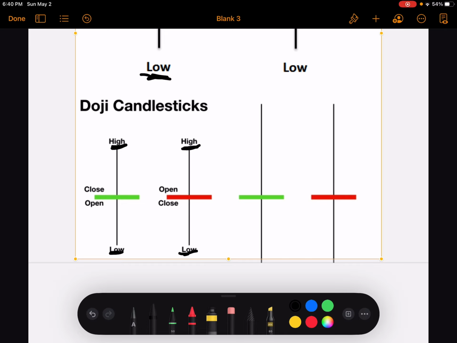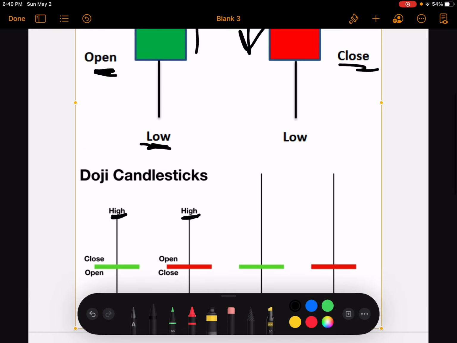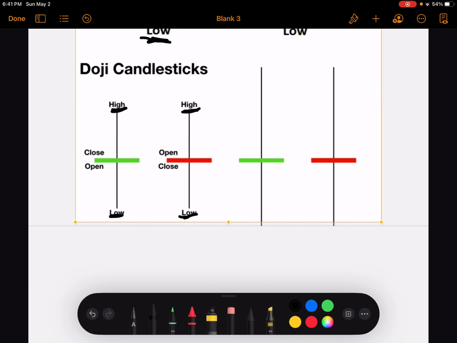Just like the bullish and bearish candles that we have up here, we have the same down here. Green candles open at the bottom and close at the top. Red candles open at the top and close at the bottom. When you see these candles showing a balance in the market, they are good indicators of a reversal in a trend. I am going to show you guys a real example of how these show trend reversals.